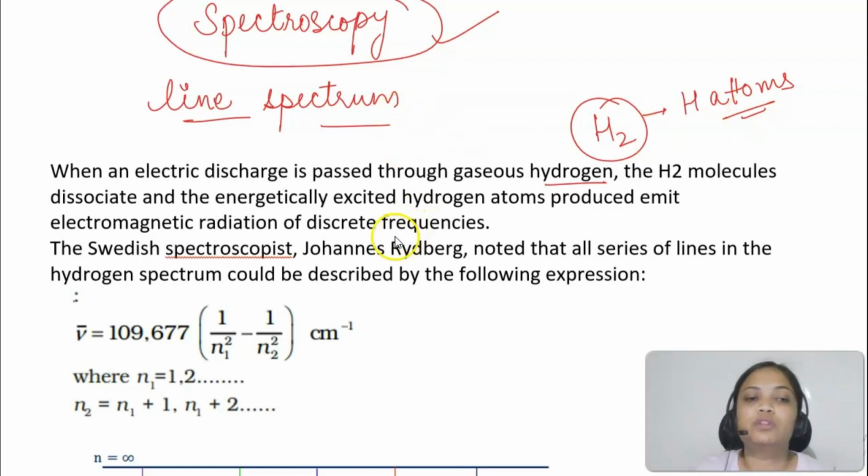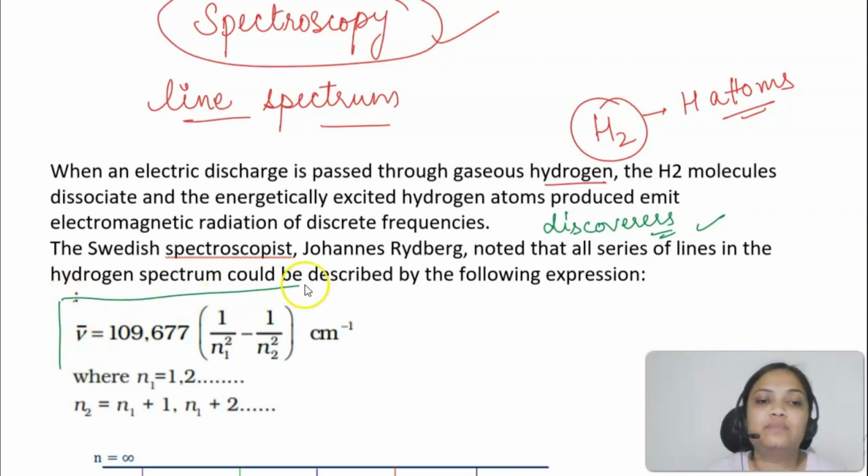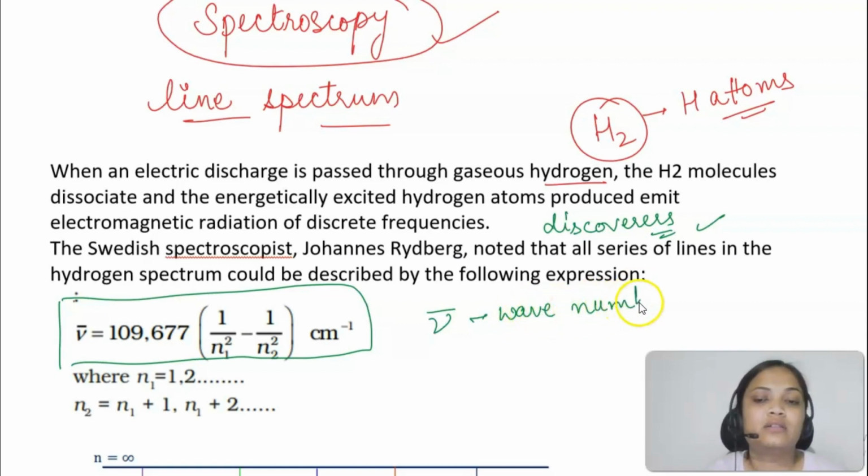So there was this Swedish spectroscopist Johannes Rydberg. He noted that all series of lines in the hydrogen spectrum could be described by this expression. So we get different lines in this case, and those lines were named after their discoverers. Okay. So the formula is represented like this, where this nu bar is the wave number. So we are representing the lines in the wave number.